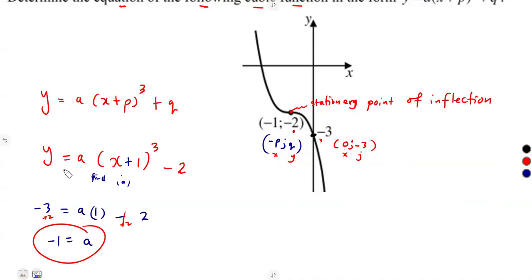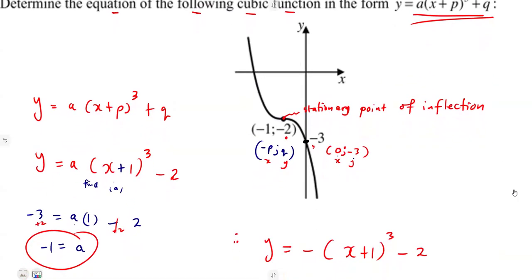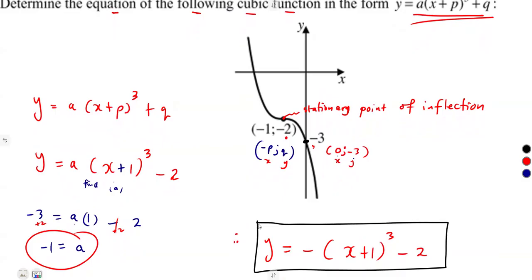Substitute it back in here. So therefore, y is equal to what? Our a is negative 1. So that's negative into x plus 1 to the exponent of 3 minus 2. Remember, in this format, do not expand. The format here is not expanded. They want you to leave your answer in this format. Y is equal to a into x plus p cubed plus q.